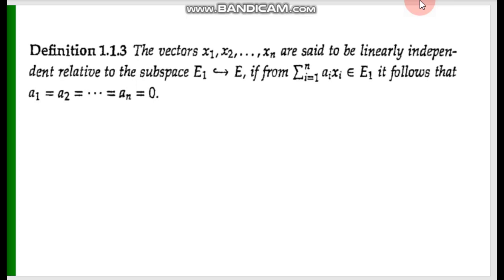Okay, next we will consider one definition. The vectors x1, x2, etc., xn are said to be linearly independent relative to the subspace E1 subset of E if the linear combination of xi with scalars ai, that is sigma i equal to 1 to n ai xi, belongs to E1 implies a1, a2, etc., an equal to 0.